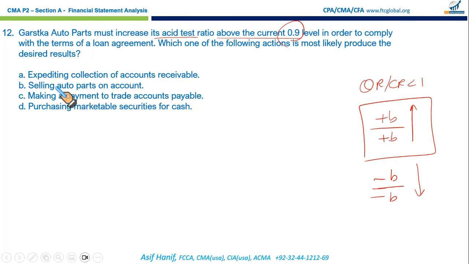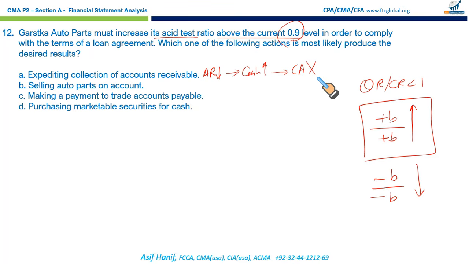Let's see. Expediting collection of accounts receivable. It won't affect, because when we expedite collection, your accounts receivable fall and your cash increases, but the total current assets stay the same. It will not improve your quick ratio, because it is simply a reclassification of a current asset account.